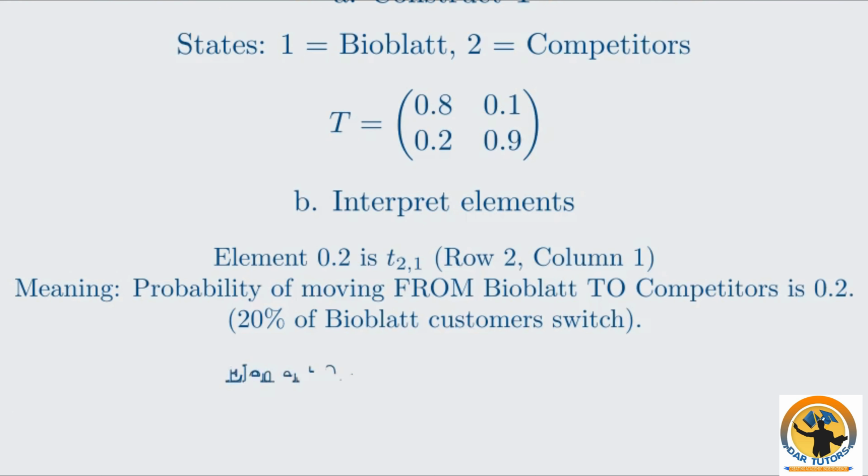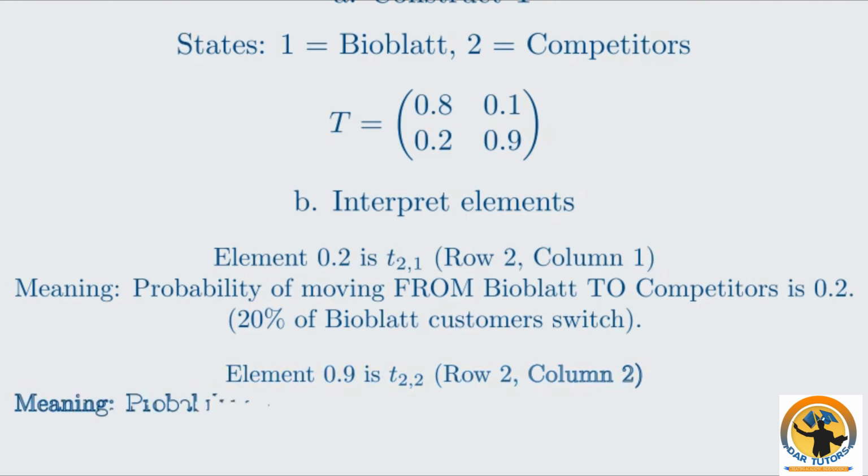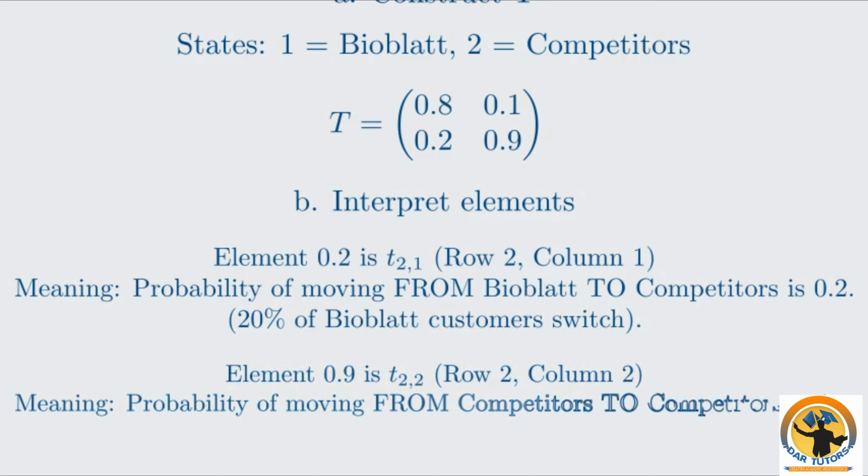The element 0.9 is in row 2, column 2. This is the probability of moving from state 2, competitors, to state 2, competitors. So 90% of customers with competitors stay with them the next week.